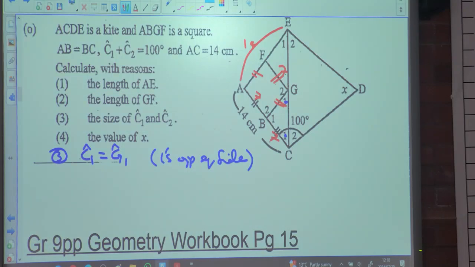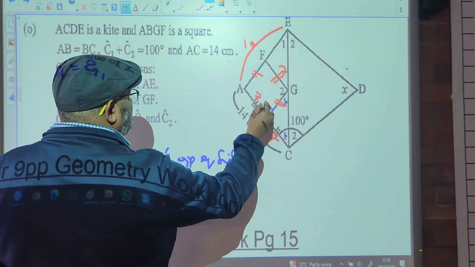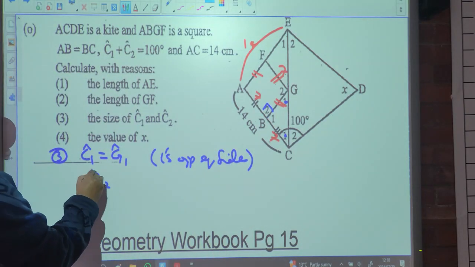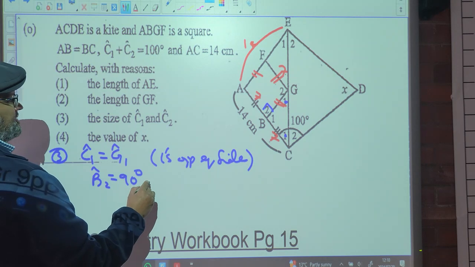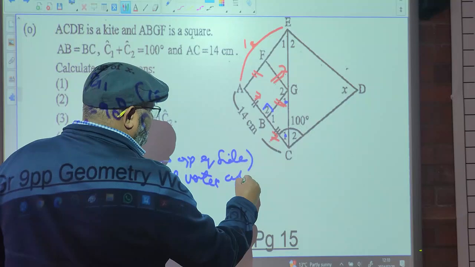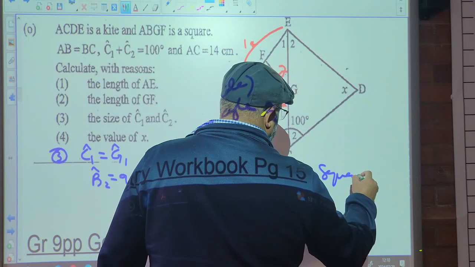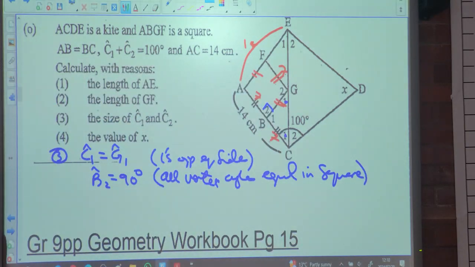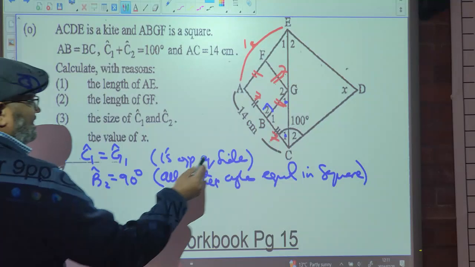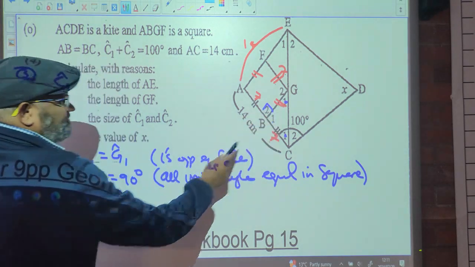Now what? What's the size of B2? B2 is 90. Why? All vertex angles equal 90 in a square. All the vertex angles are equal in a square. So B1 is what? 90. Why? Straight line. Or I would have gone exterior angle equal to sum of two interior opposite.